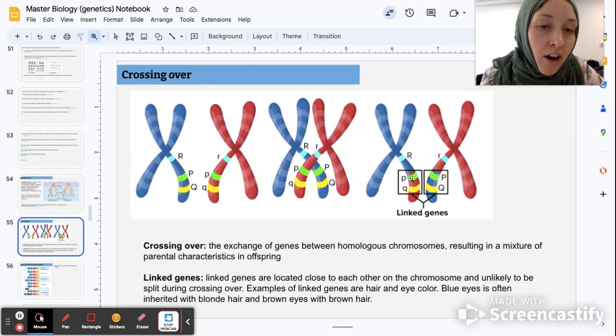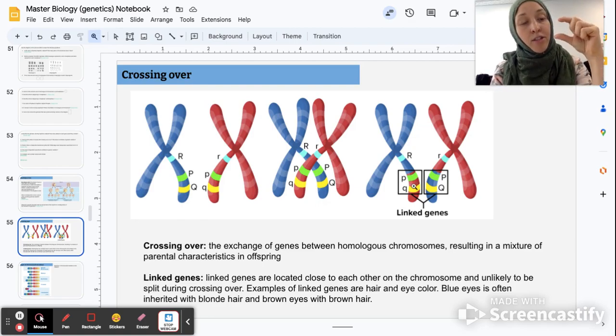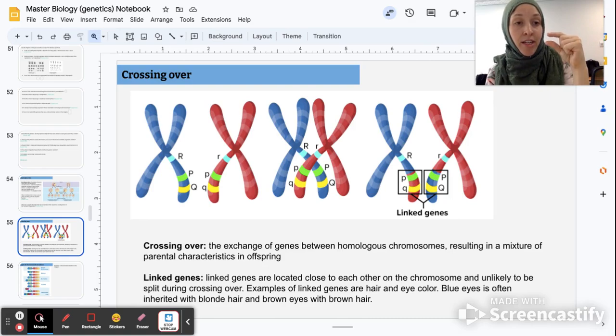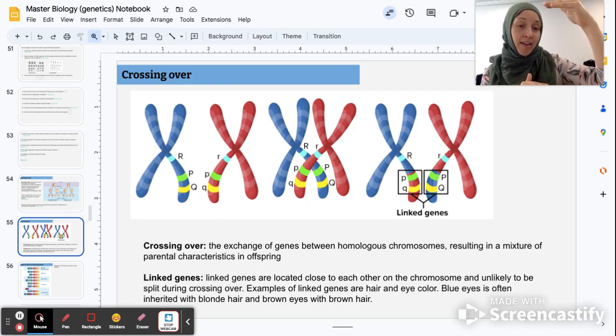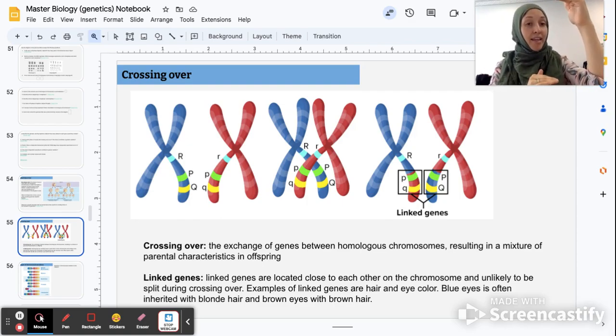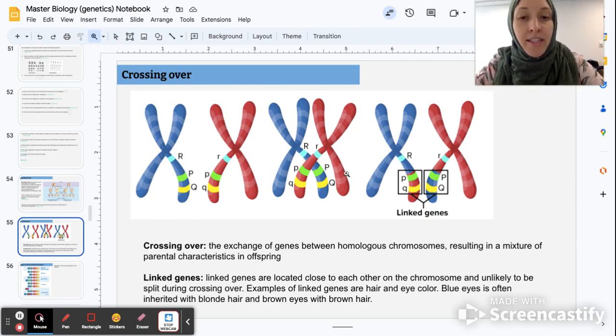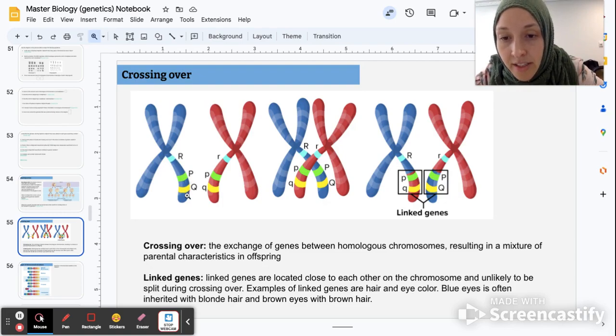For genes that are close together on the chromosome, it's very unlikely that the crossing over will occur between them because it's a very small area. The smaller the area between two genes, the less likely the crossing over will happen between them. The greater the area, the more likely the crossing over will happen somewhere between them. Okay? So in this situation, we have 3 genes.